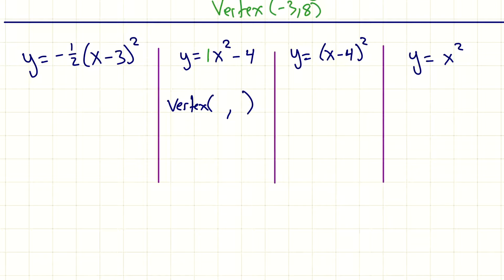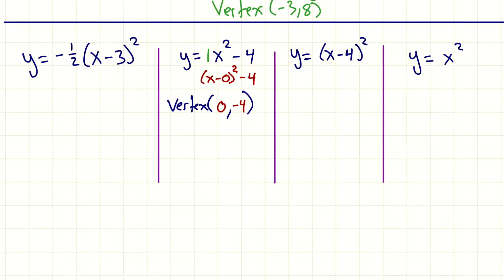But when I want to know the vertex, if I'm actually looking for the vertex on this one, you'll notice a couple things: it doesn't look like this format, right? Where we have x minus some number and then the squared on the parentheses. So here it's just x squared, which is really saying, let me rewrite this. This is really the same thing as x minus 0 squared minus 4. So there's a 0 there that we don't see because it's not needed, which means our vertex ends up being at 0, -4.